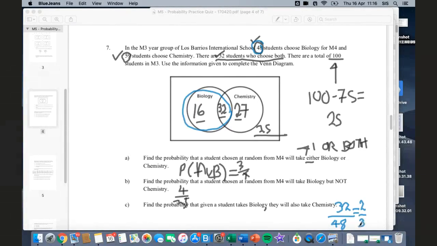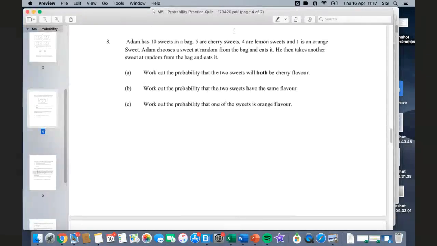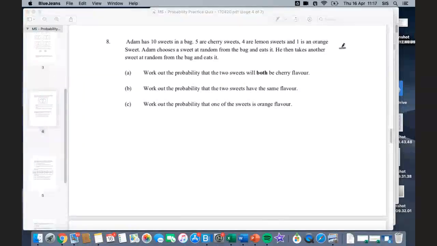This means that if you've got all the people who study biology in a room together, 2/3 of them would also study chemistry. So I'm going to have to draw a tree diagram. Adam has 10 sweets in the bag. 5 are cherry, 4 are lemon, and 1 is orange. So I'm going to write a little note here. 5 are cherry, 4 are lemon, 1 is orange.